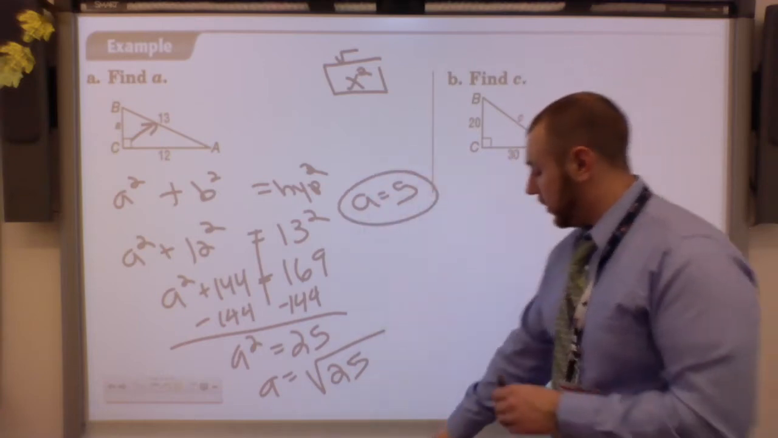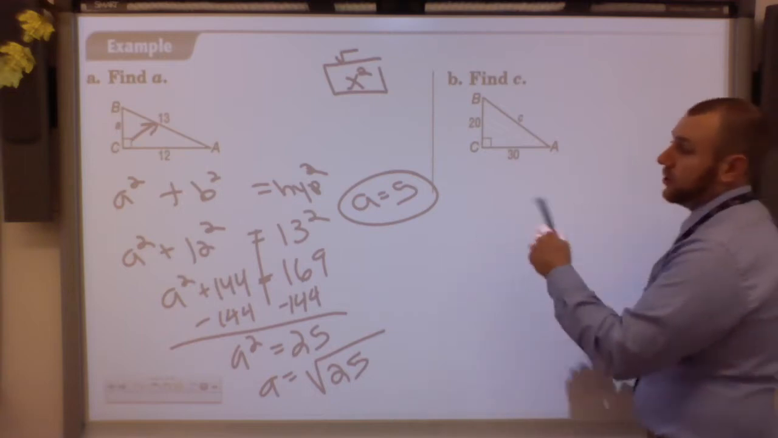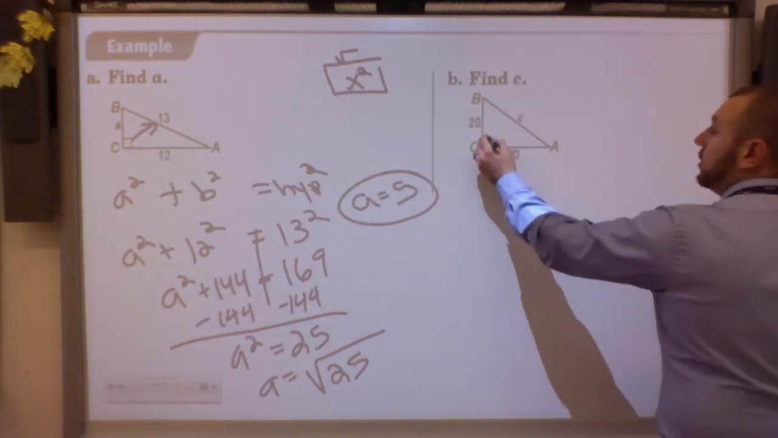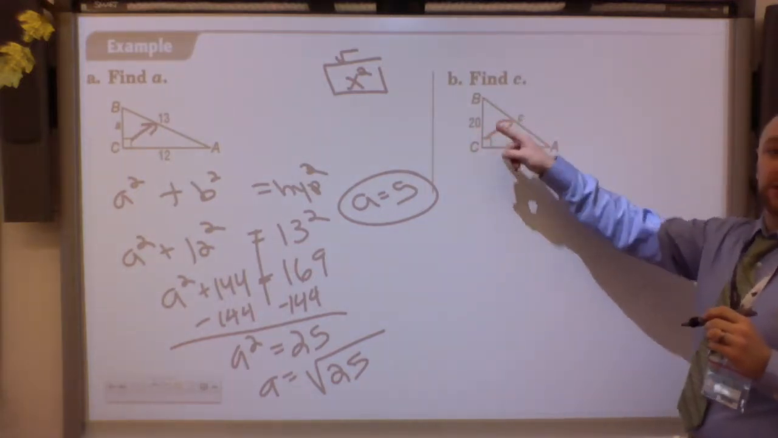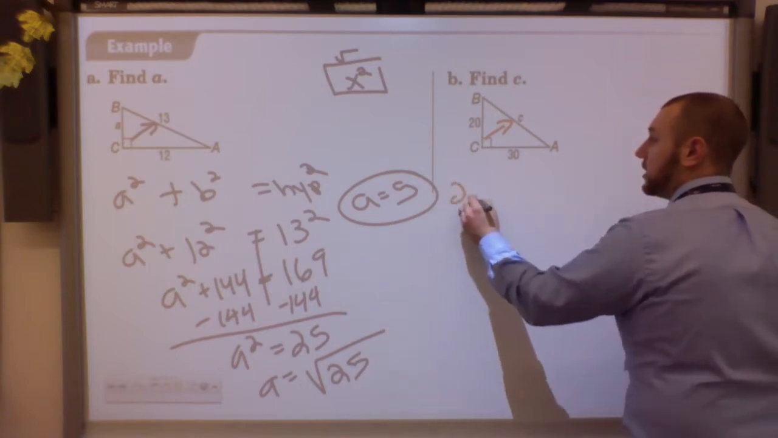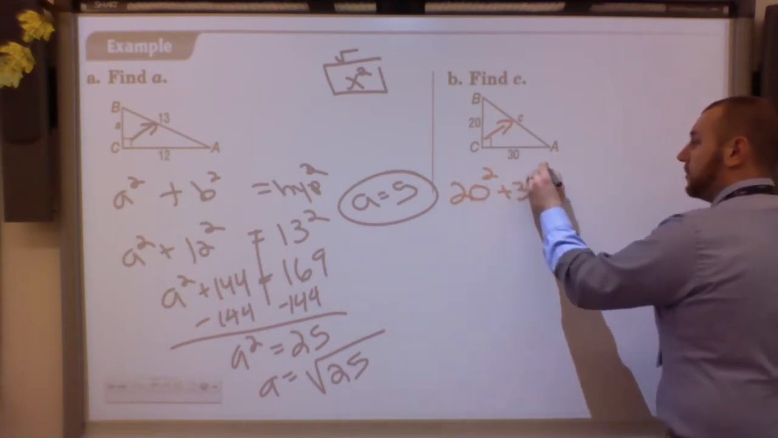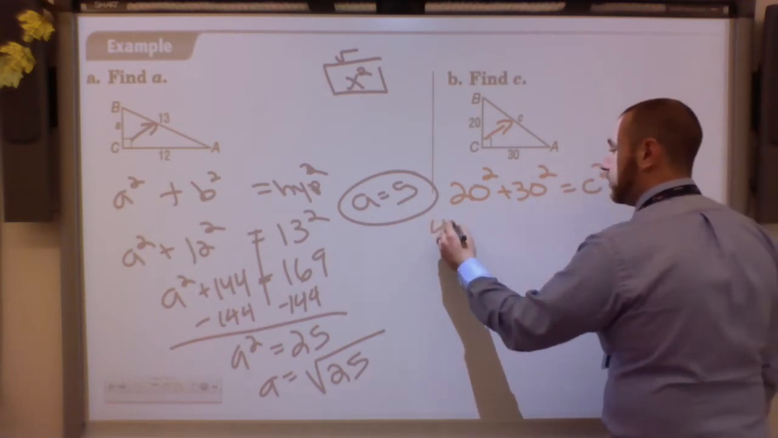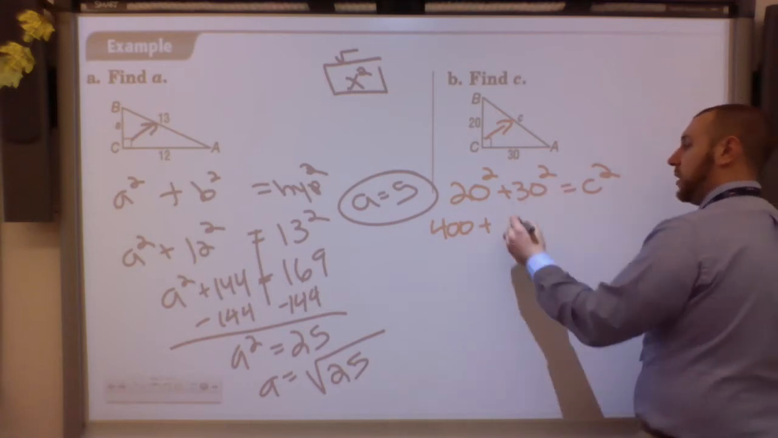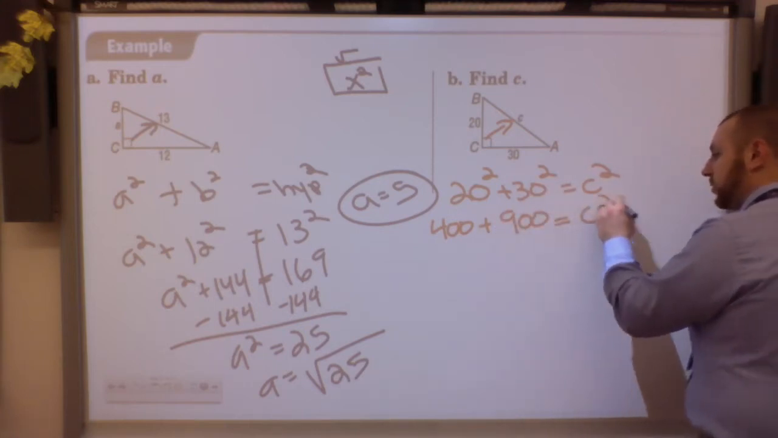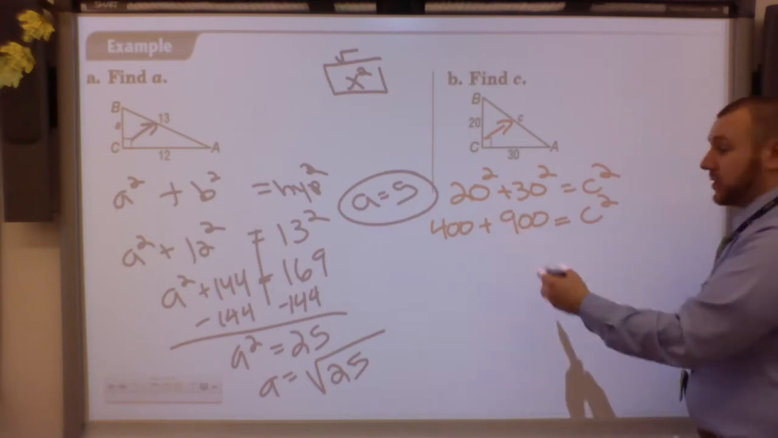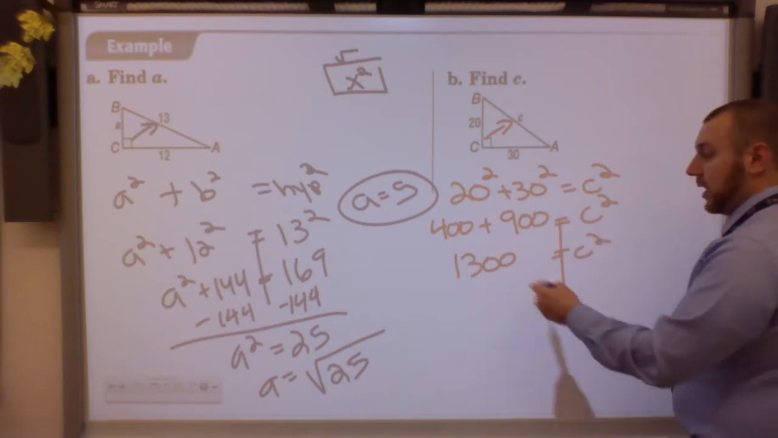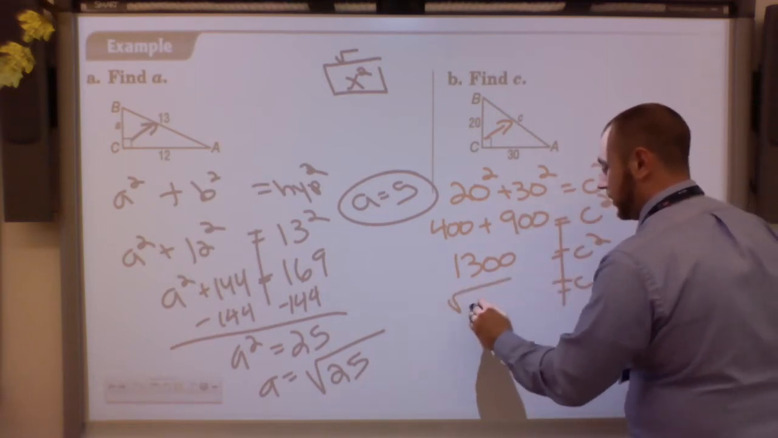Now, the second problem is, in the first one I had the hypotenuse, but I wanted to find one of the legs. Here, I'm looking for the hypotenuse, and I have the two legs. So I would set this up: 20 squared plus 30 squared equals c squared. Well, 20 squared is 400, plus 30 squared is 900, equals c squared. Since they're on the same side of the equal sign, I'm just going to add those together. And now I'm going to take the square root.